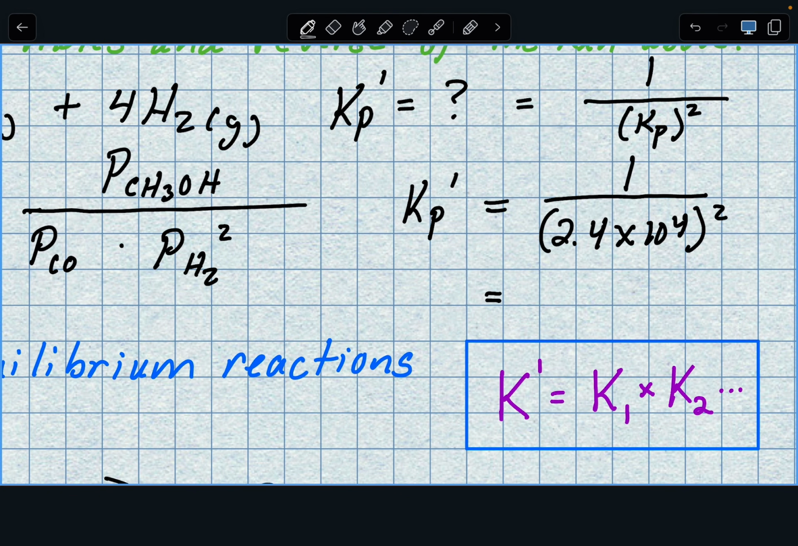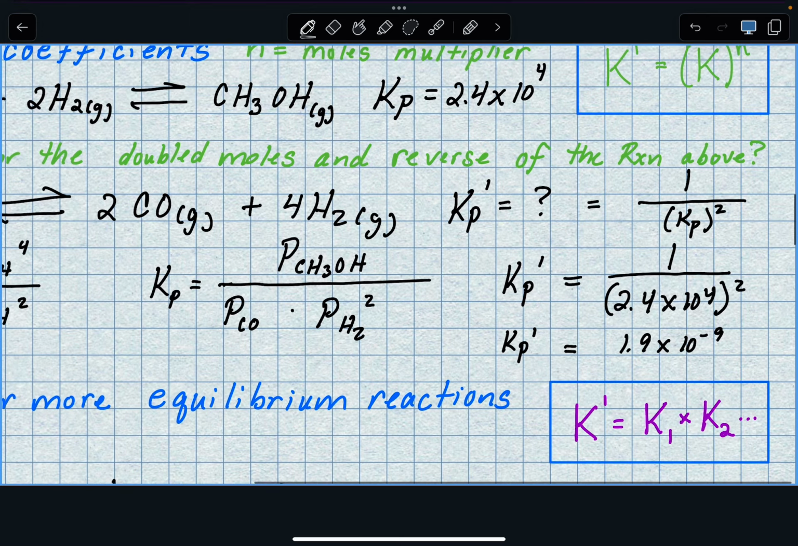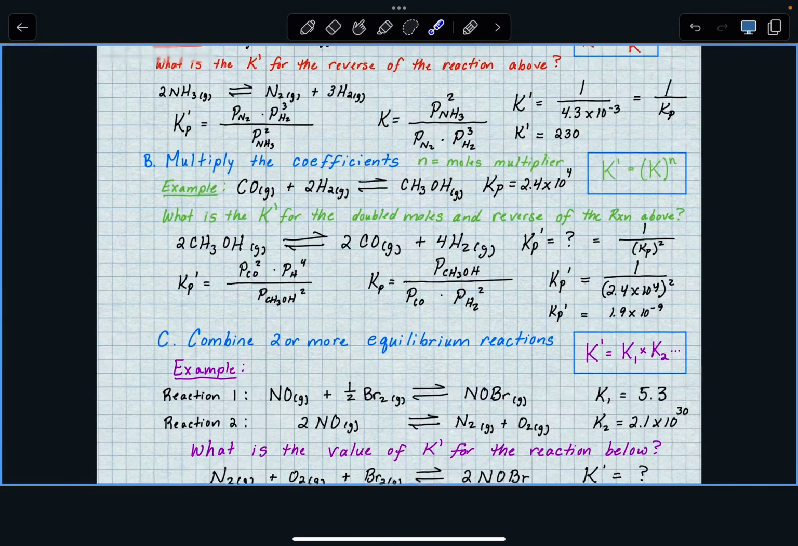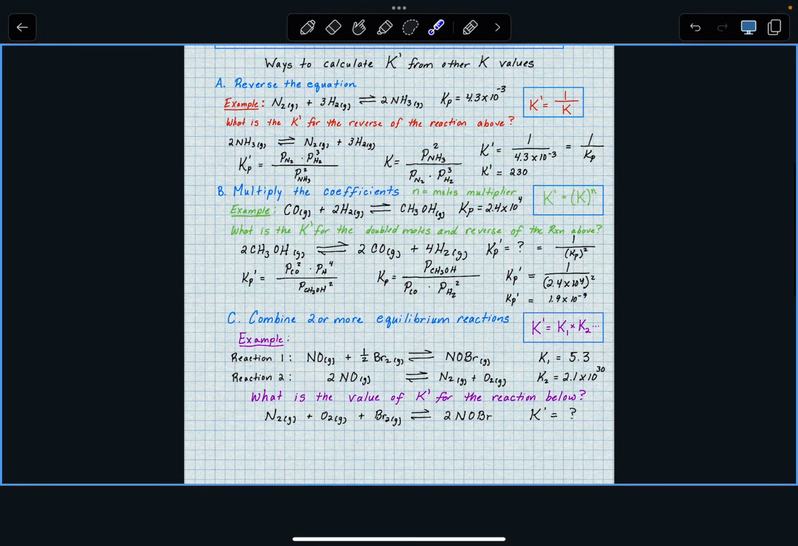So not times 2, the coefficients were times 2, but it'll be a squaring effect of the value. And then if you get your calculator, this ends up being 1.9 times 10 to the negative 9th. So again, we have a very different K value based off the original. In the original, we had it being product favored, and now we have this one being reactant favored.